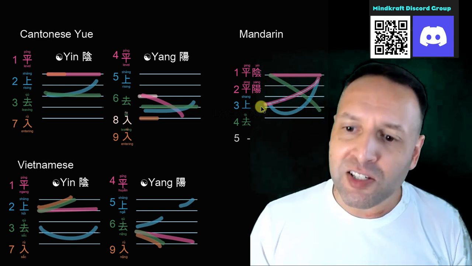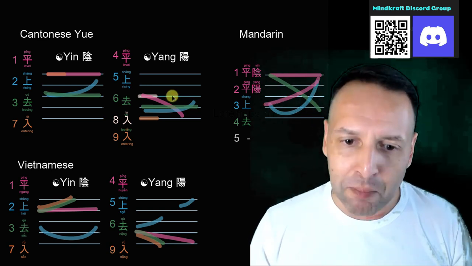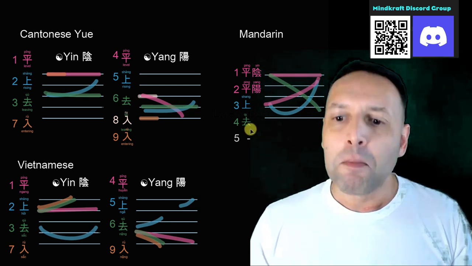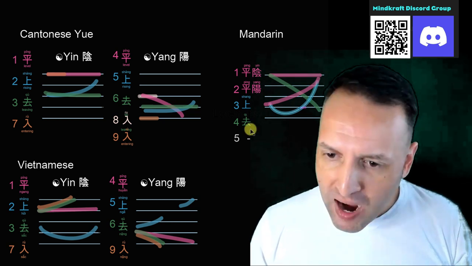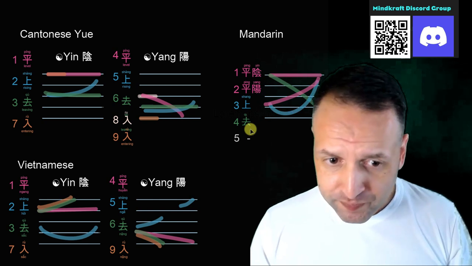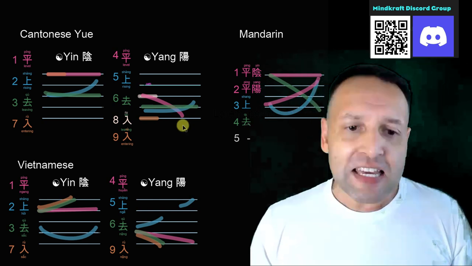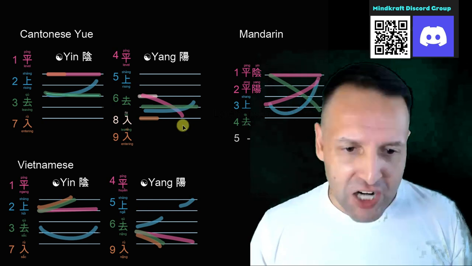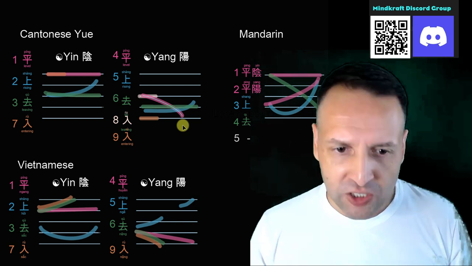So ma, second tone, is the same as the yang ping tone from Cantonese, ma. This rising tone, so shang tone, number 3 tone in Mandarin, is either the shang tone in the yin or the shang tone in the yang.